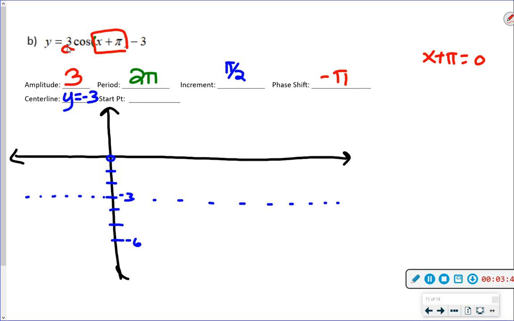All right, it's a little bit of a guessing game sometimes how far over to put your negative pi. Because as you start to increment, are you going to have a couple more in here? Is it going to get congested? You can always erase and change it. So I'm going to mark my negative pi over here. So we're going to add the pi over 2.